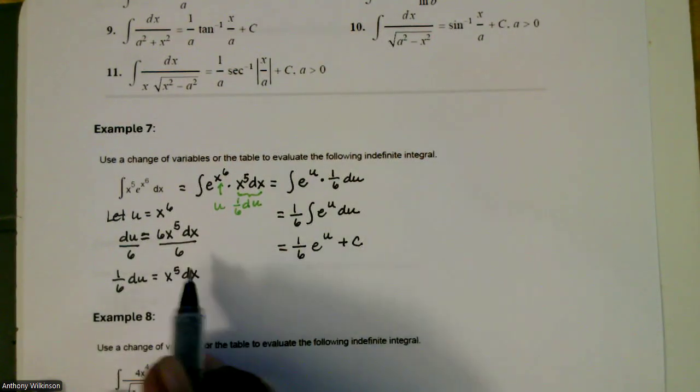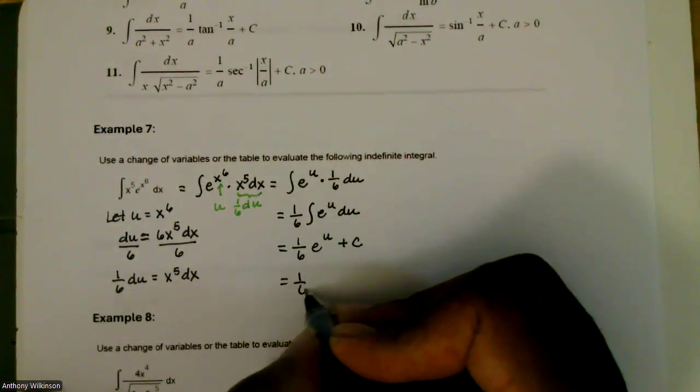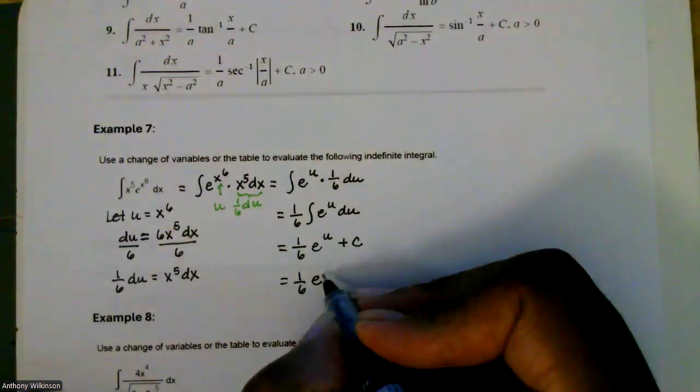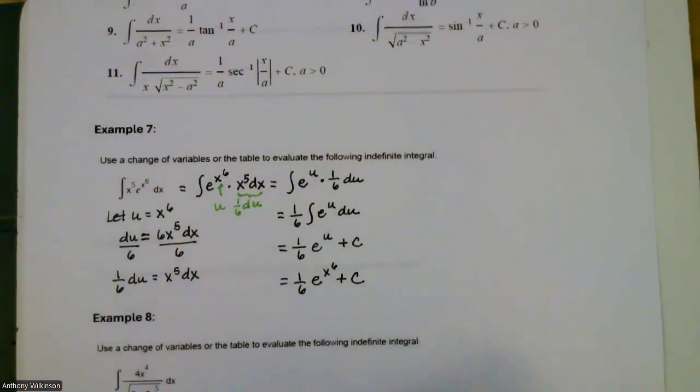Now let's do the back substitution. We let u be x to the 6, so we need to put that back in. 1/6 e to the x to the 6 plus c. And that would be the integral of x to the fifth times e to the x to the 6 dx.